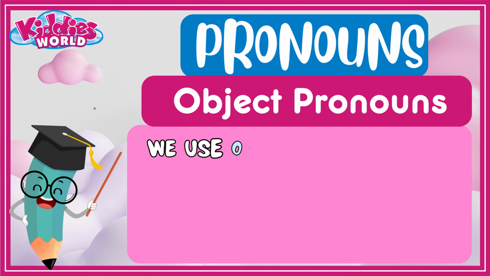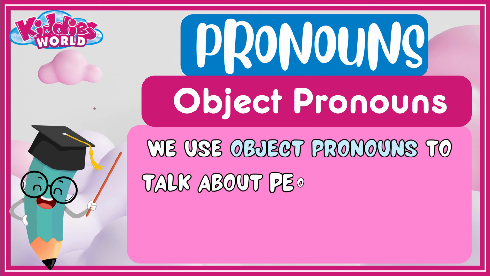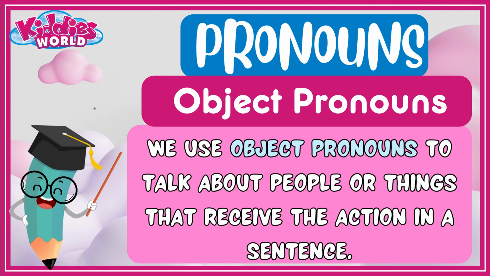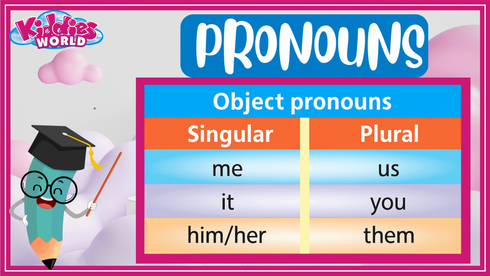We use object pronouns to talk about people or things that receive the action in a sentence. If someone is receiving an action, we use me, it, him, or her. And for more than one, say us, you, or them.